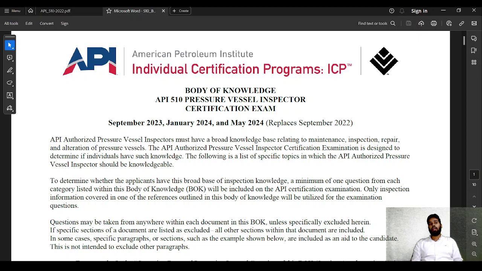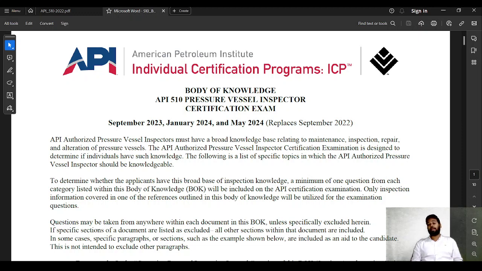Now, what is this examination and how is this examination conducted? So API ICP examinations are examinations conducted by a trade organization known as the American Petroleum Institute, and ICP is Individual Certification Program. So it is a program that certifies individuals for a certain work.